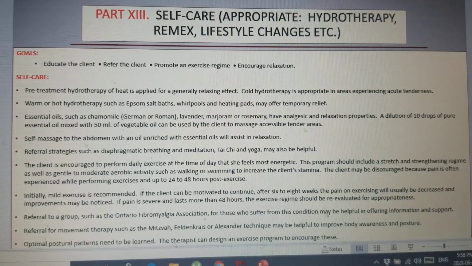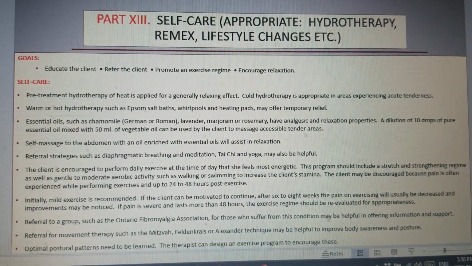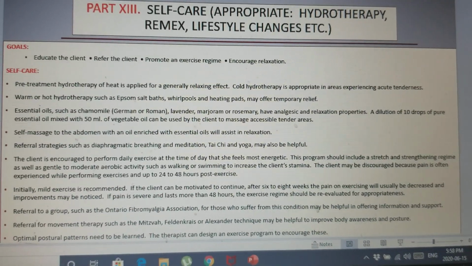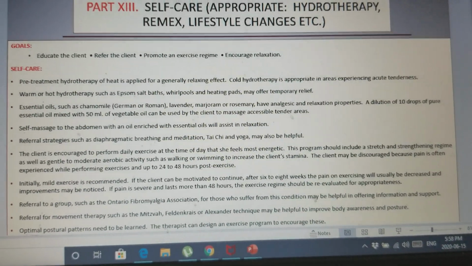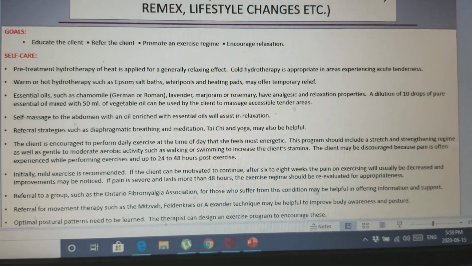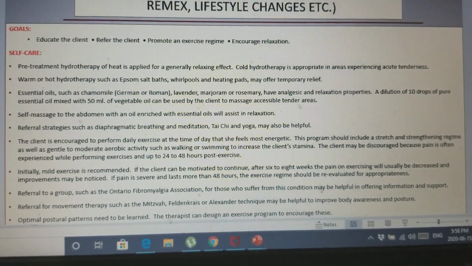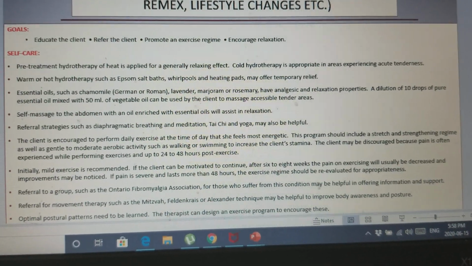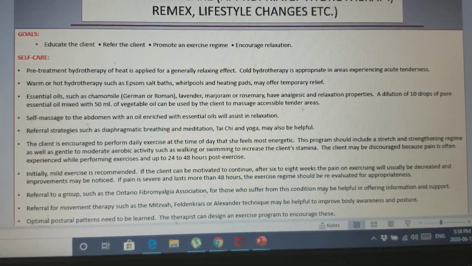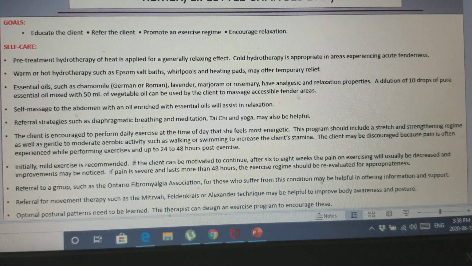Okay, so I have here as well the self-care, or appropriate hydrotherapy or remedial exercises, and some lifestyle changes that you could give to your client as a practitioner. Here is a list of some of it. Like I said, there are a few more self-care options that you can give to your client. You can research those as well.